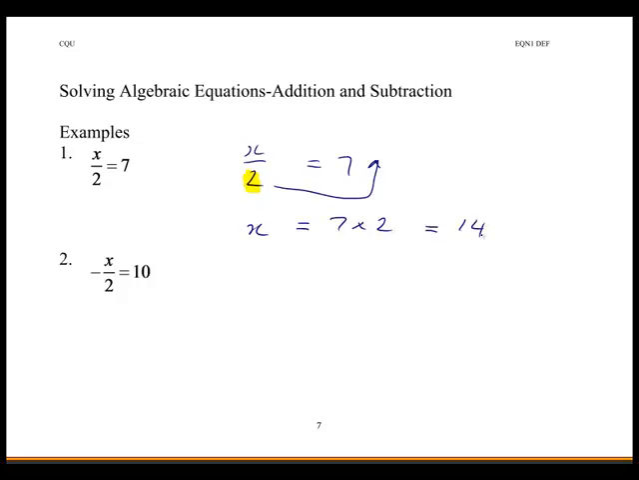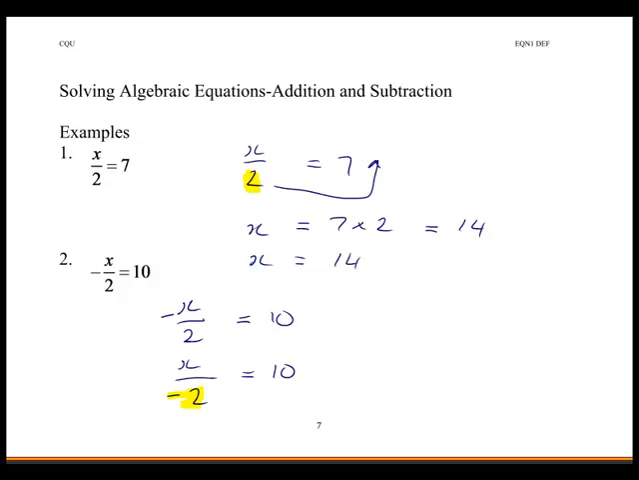Here we are. Very well, answer's 14. Now here we've got negative x over 2 equals 10. What I do is just put the negative with the 2 on the bottom. Okay, so when you bring it to the other side, you bring negative 2 to the other side.